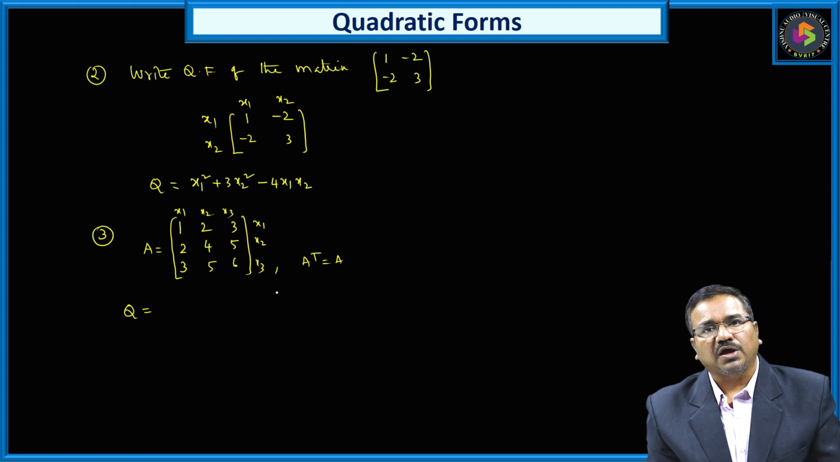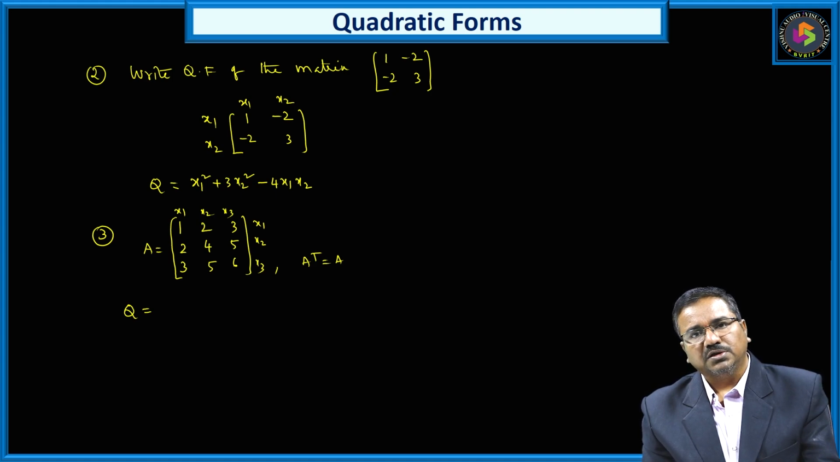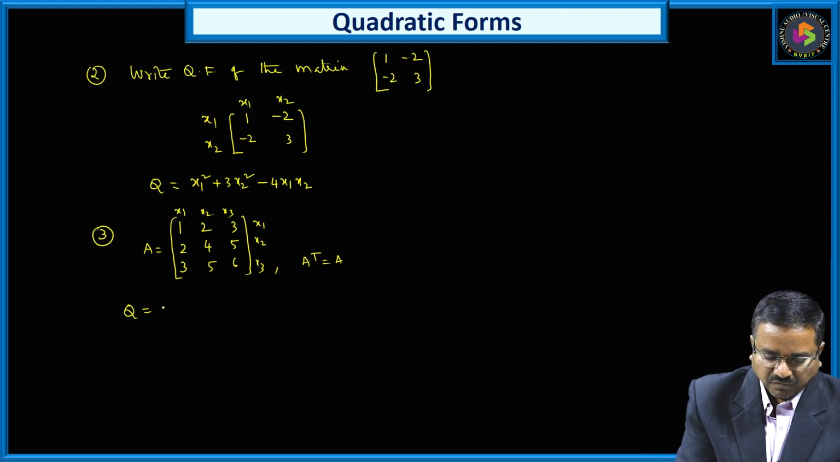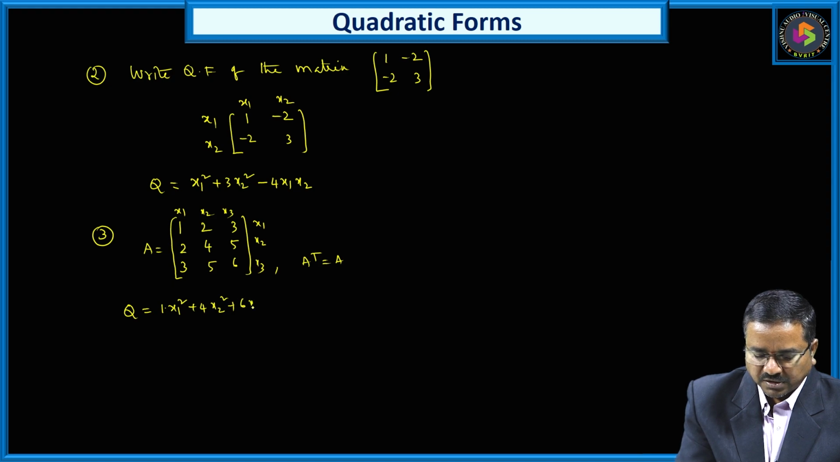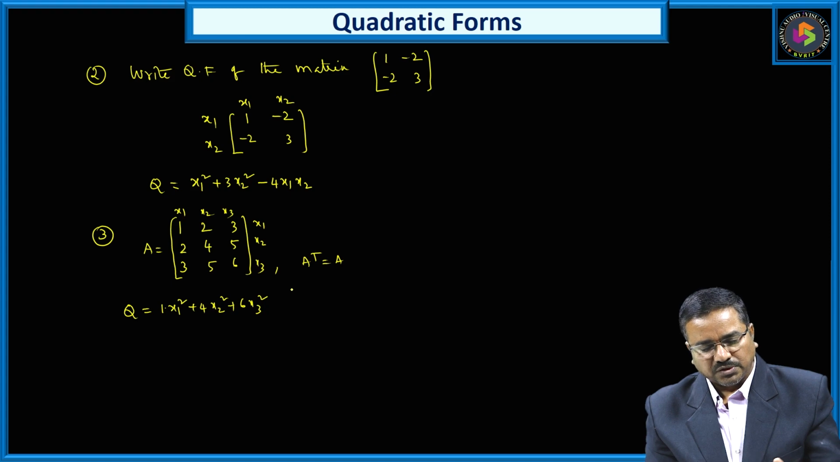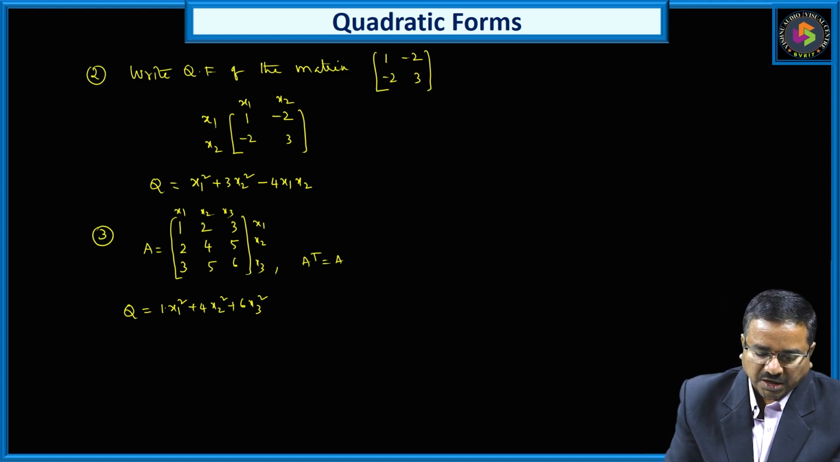Squares, you are trying. What are the squares? The coefficients of these squares are the diagonal elements. What is the x1 square we will get? 1 x1 square. This is what? 4 x2 square. Then 6 x3 square. First, what are you writing? The coefficients of the square terms. Then how will you get the coefficient from the diagonal element you are writing? The coefficients of the squares are the diagonal.